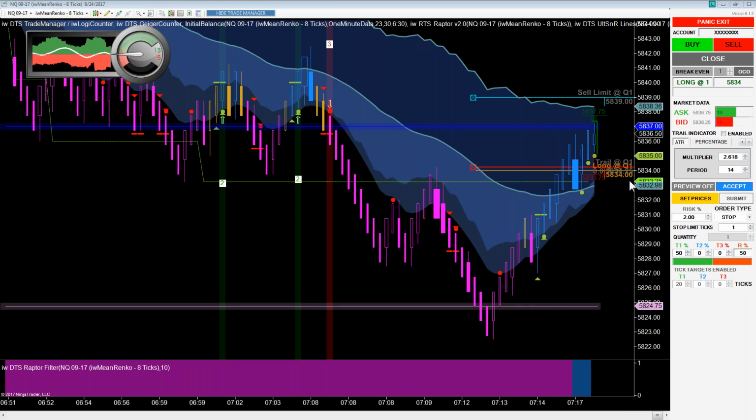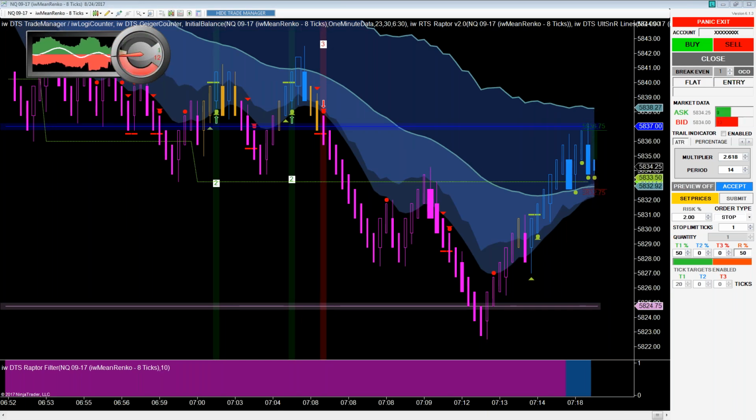There we go. Come on, get up there. Geiger counter's pulling over to the buy side, or was pulling over to the buy side. Come on. Nope, wouldn't let me out. That's okay.